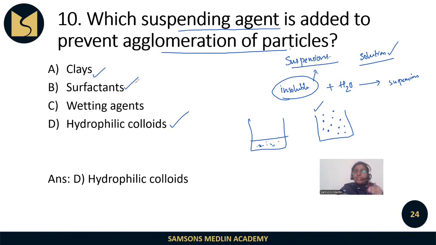So even though all these three are different types of suspending agent, their purposes are different. For example, just like in the question, hydrophilic colloids are actually preventing the agglomeration of the particles. Agglomeration means what? The clumping of the particles.